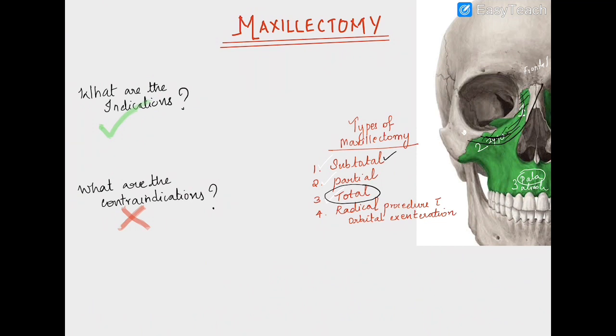The other process, the part of zygomatic process, the entire palatal process and the alveolar process will be removed in case of your subtotal maxillectomy. So the part which is spared in case of subtotal maxillectomy is the medial wall of the orbit or the infraorbital rim. So both of these will be saved in case of the subtotal maxillectomy.